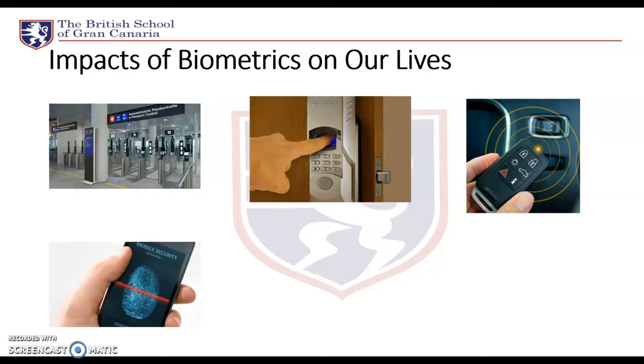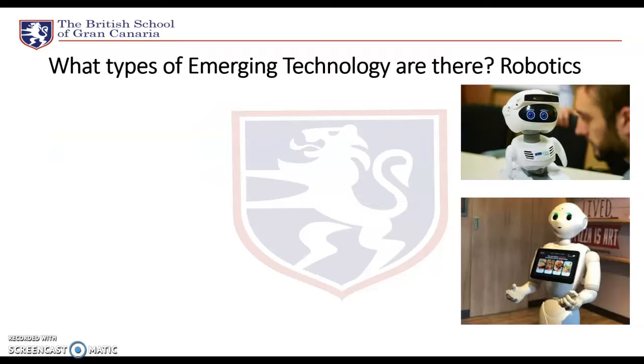And better mobile phone security. At one point, mobile phone security was a massive problem. But now, because mobile phones are activated using facial recognition or voice recognition or your fingerprint, it makes it difficult for your phone to be used by somebody else.